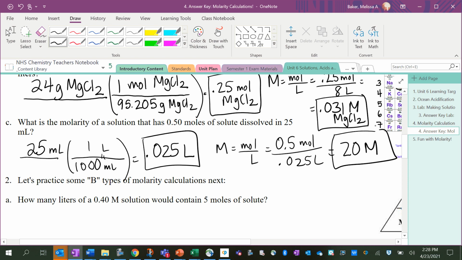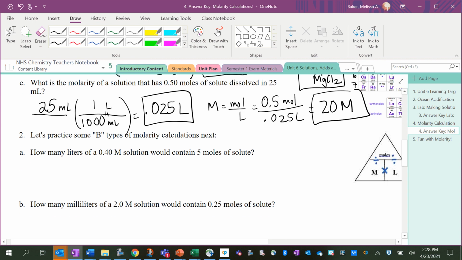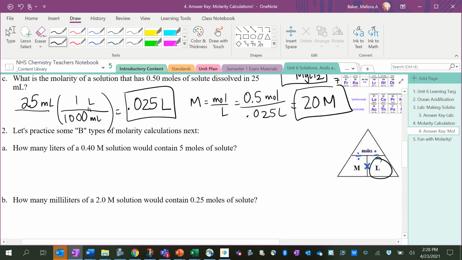All right, moving on to the B types of molarity calculations next. So if we're solving for liters, we're going to be doing moles divided by molarity. So for the first one, how many liters of a 0.4 molar solution would contain 5 moles of solute? So we're going to do 5 divided by 0.4, and that is 12.5 liters.